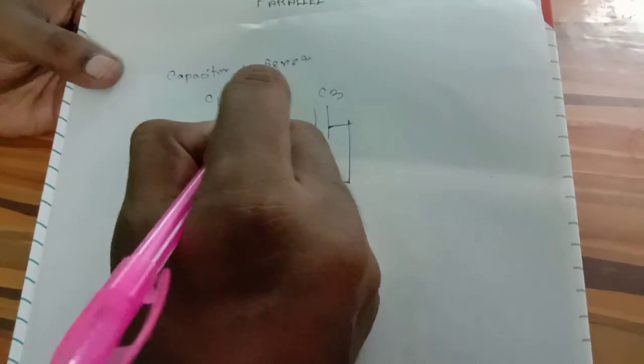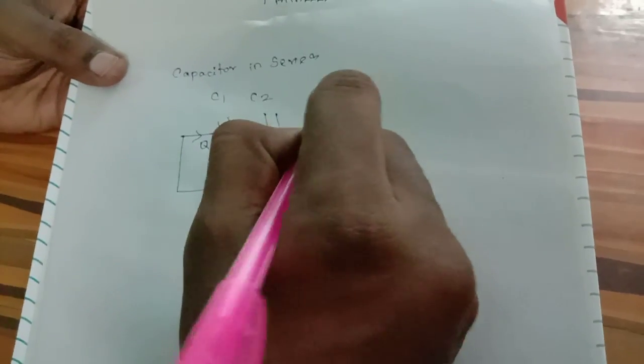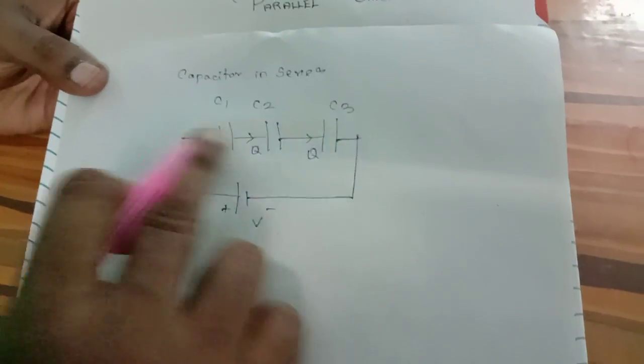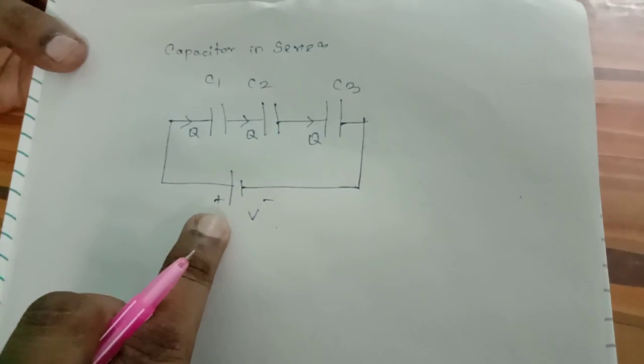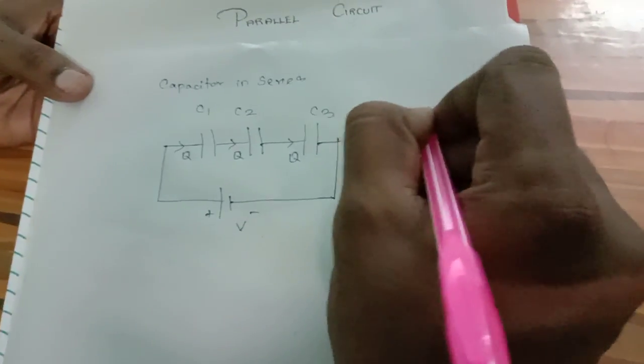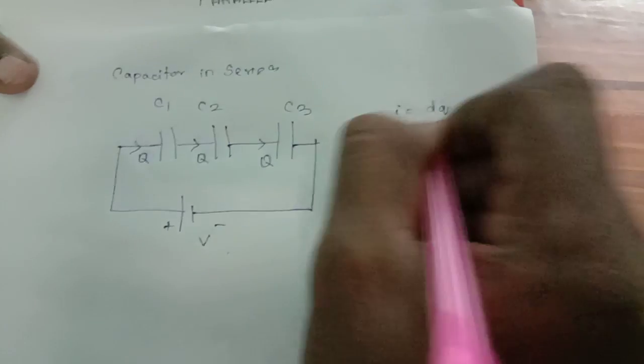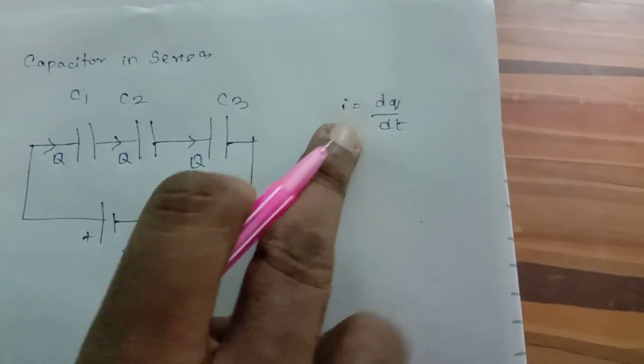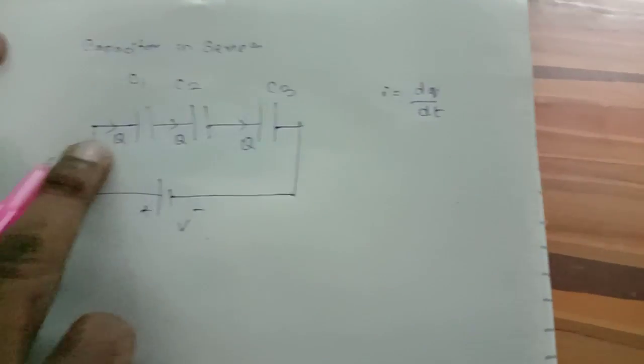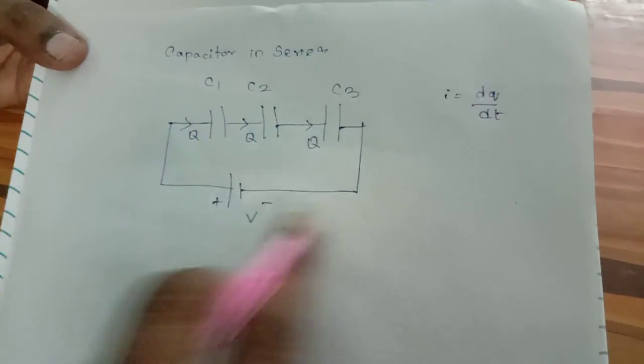So this is the voltage V, and because of this voltage the same charge is going to flow along the circuit. Now, 3 capacitors are connected in series and applied across the voltage. Here we can say the current is dq by dt, the rate of change of charge with respect to time. So the same charge is going to flow through this circuit.